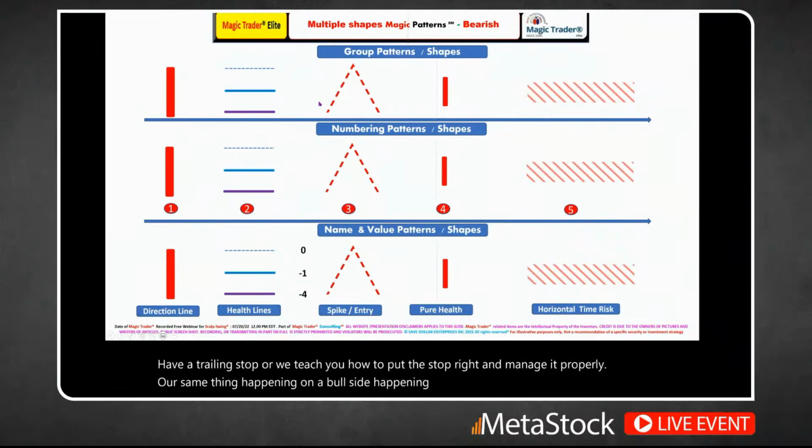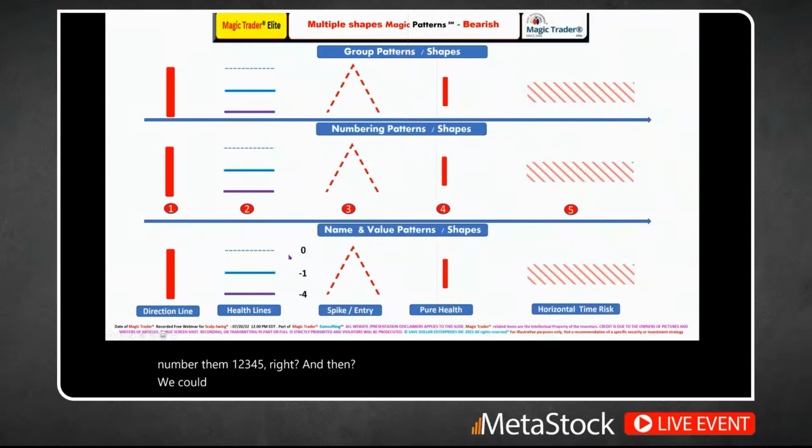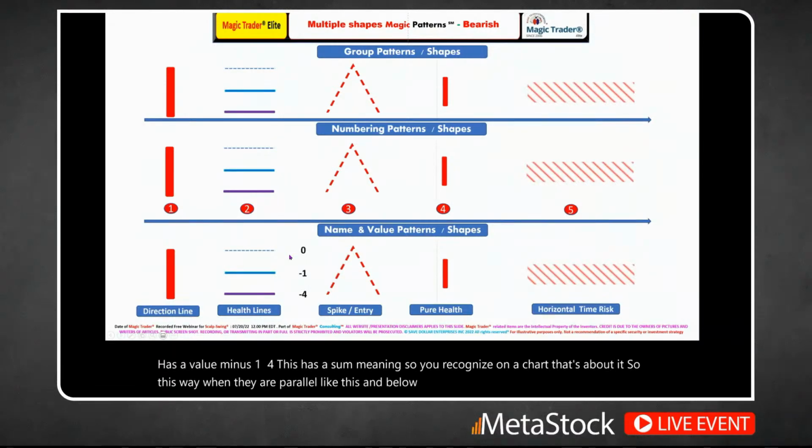So we're going to use the time quicker. You can see here there are 5 different shapes. What we did is number them 1, 2, 3, 4, 5, right? Then we could take 2 of them that have a value, -1, -4. This has some meaning you recognize on a chart. So when they are parallel like this and below 0, that means we're going down. And in fact, the swan loves these things. That's where the swan takes place.